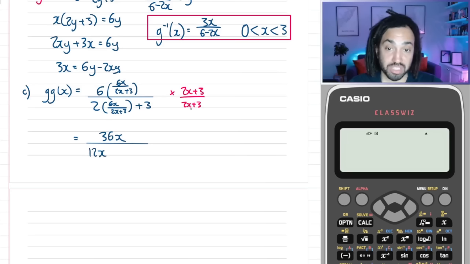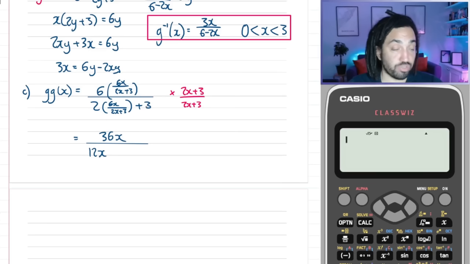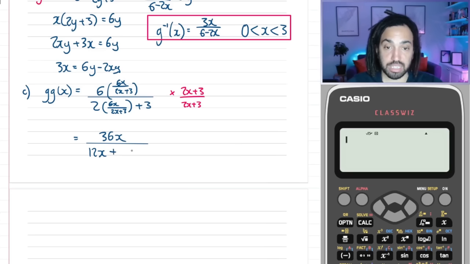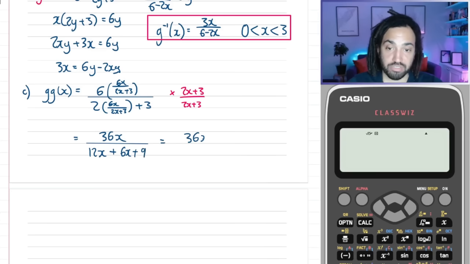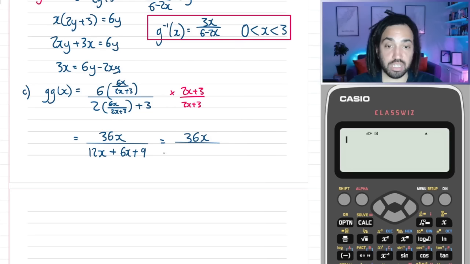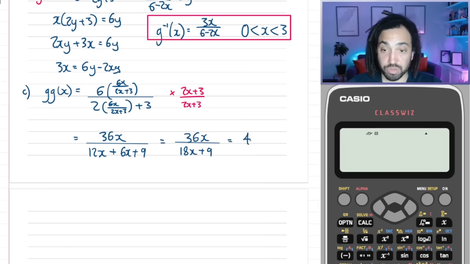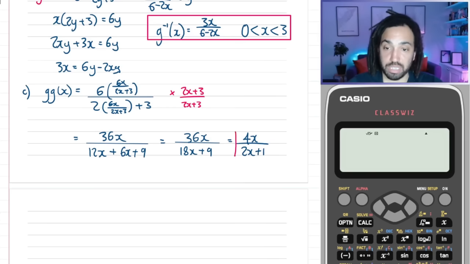But you also have to times the 2x plus 3 to the 3 as well. And in doing so, we get 3 times 2x plus 3, which is 6x plus 9. We'll tidy that up to get 36x over 18x plus 9. And then we'll tidy it up further by dividing through completely by 9 to get this. And that will be our final answer.